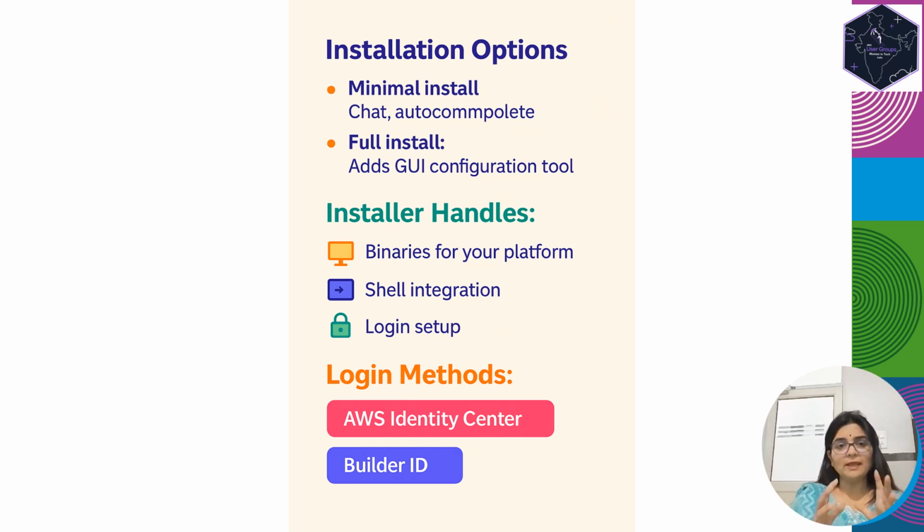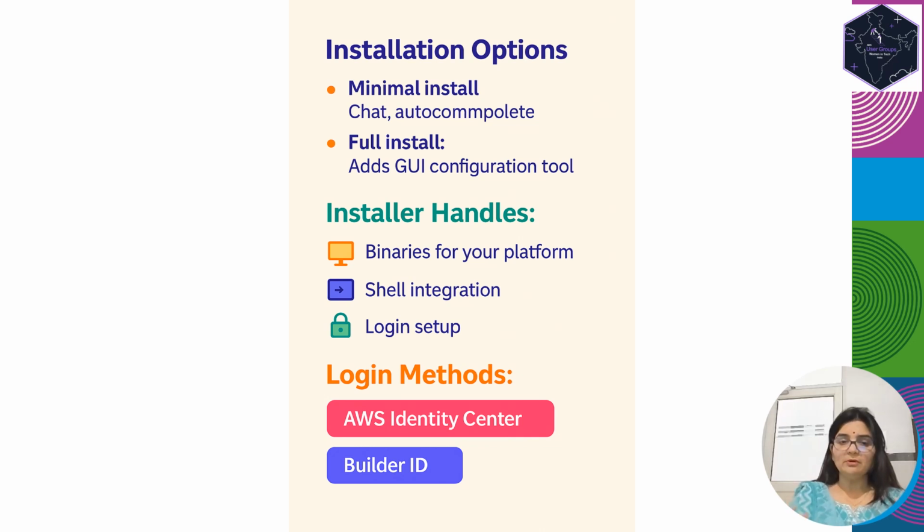So in summary, what I want to say is whether you are on Mac, Linux, or Windows with WSL, the setup is super straightforward. You can do a minimal installation only for the chat, or you can go with the full one for GUI config. I generally use the Builder ID to access Amazon Q Developer, which I have to get started quickly. No AWS account is needed.